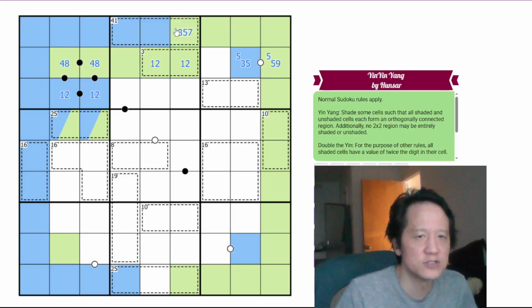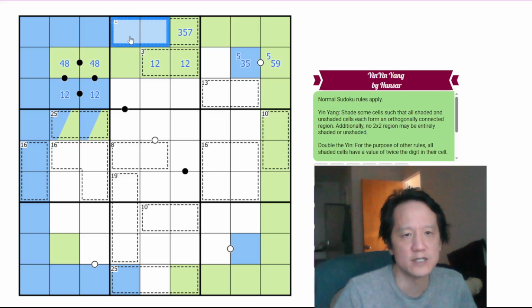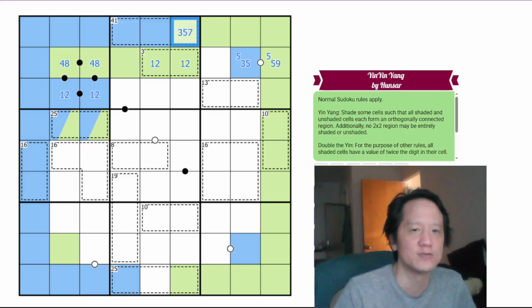What about if this is 3? If this is 3, these two digits' values must add up to 41 minus 3, which is 38. And that's not possible, because 38 divided by 2 is 19. You can't have two unique digits ever add up to 19. It's 17 at most. So the 5 doesn't work either.